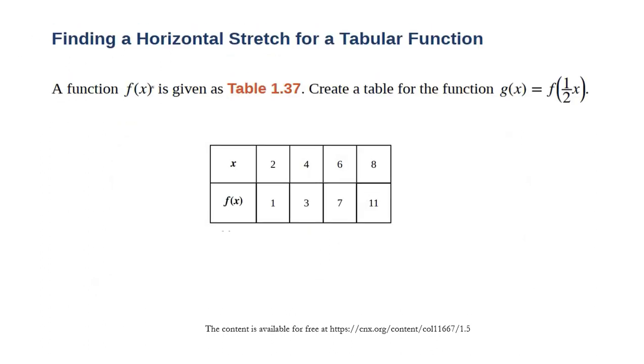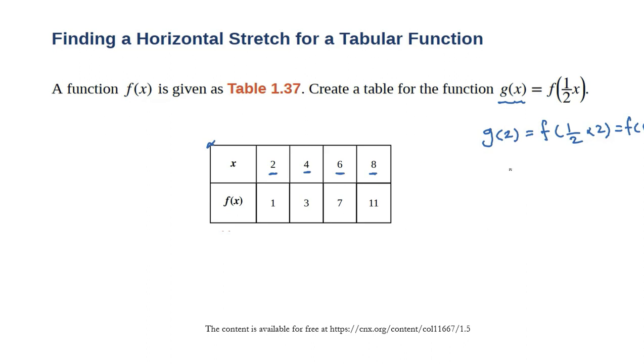A function f of x is given in this table. Create a table for g of x, which is equal to f of 1 over 2x. So for example, g of 2 is equal to f of 1 over 2 times 2, which is f of 1, which I don't have in this table. I have f of 2, f of 4, f of 6, f of 8.